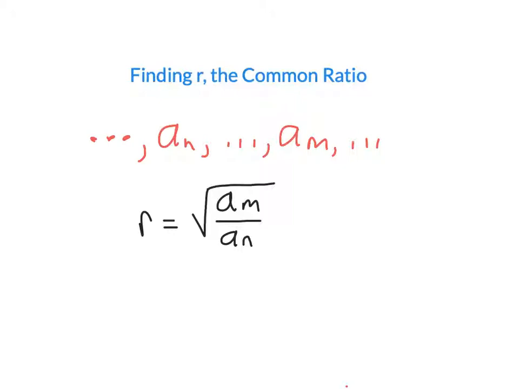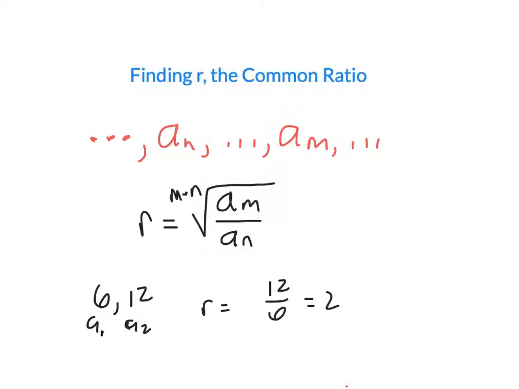And the way we figured out which root to do was we did the top position minus the bottom position. So for example, if the two terms were actually next to each other, like 6 and 12, we would simply do r equals 12 over 6, and since these two are next to each other, the positions m minus n would be 1. Like let's say this is a1 and this is a2. 2 minus 1 is 1. We'd just be doing a first root, which means we're not doing a root.